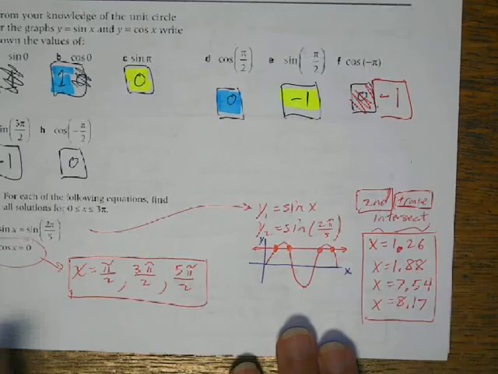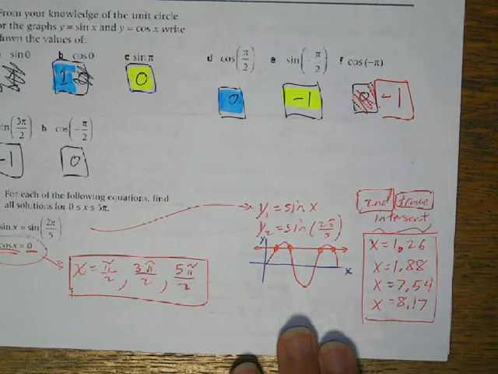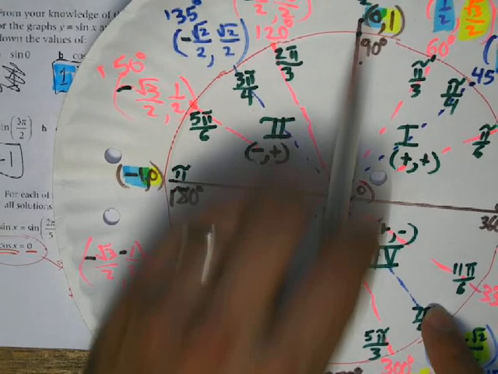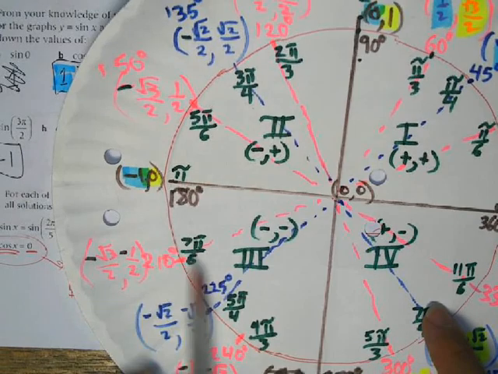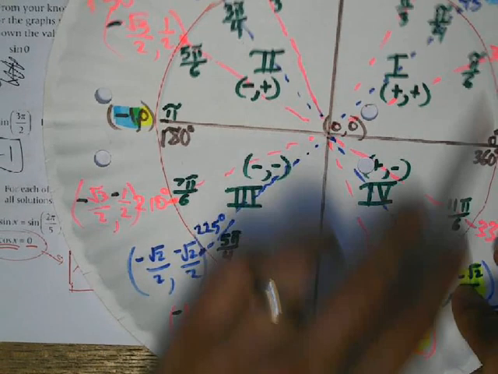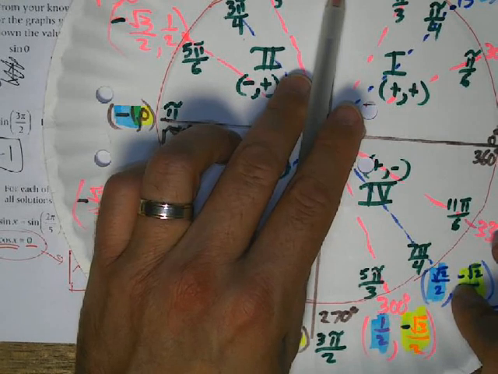Okay. When is cosine x equal to 0? I don't even need a calculator for that one. I can just look at my unit circle. Cosine is the x values. It happens at pi over 2, 3 pi over 2, and once again at 5 pi over 2.